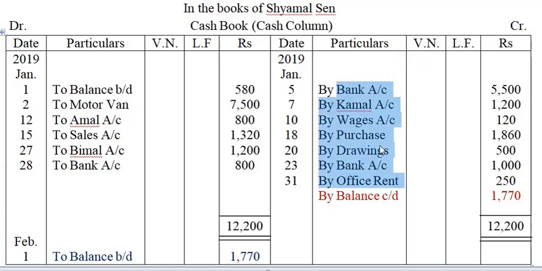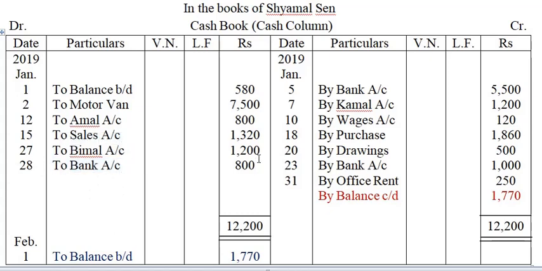But when you withdraw money from the bank, this will be recorded towards the debit side. It will not be recorded towards the credit side, only one half will be recorded towards the debit side. When you withdraw money out of the bank for office use, cash gets increased, there is an inflow of cash. So on the 28th, you will write to bank account 800.